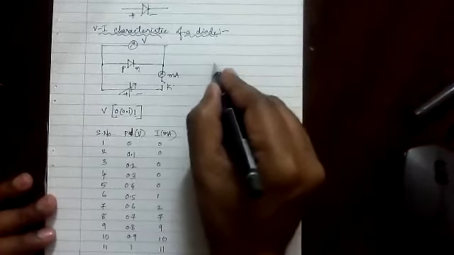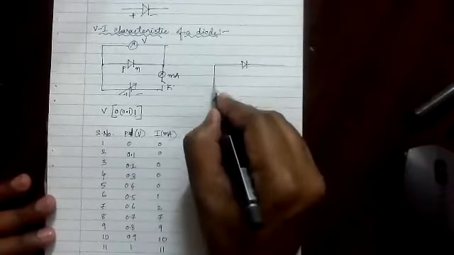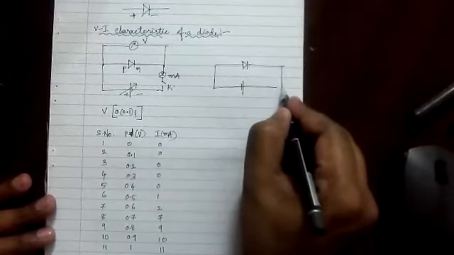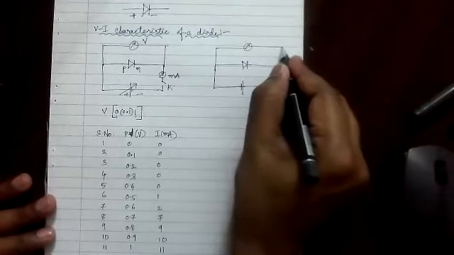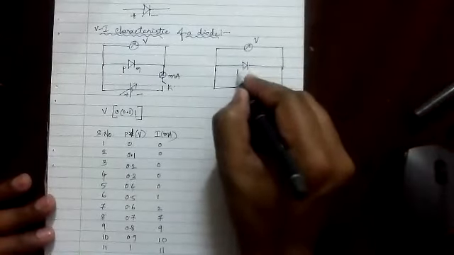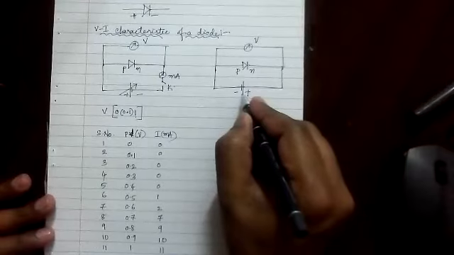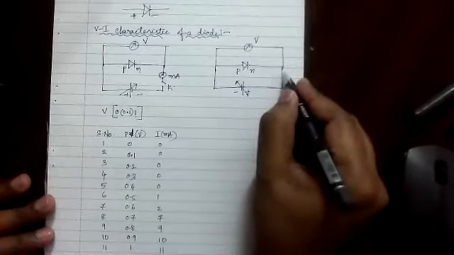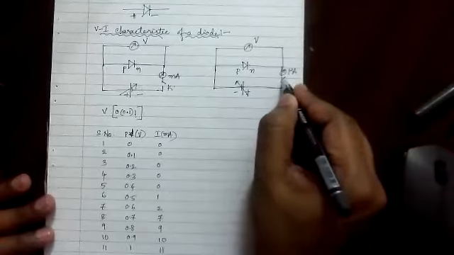In the reverse bias, the diode is kept in this way, positive and negative, and here this is the negative supply. Here this is the voltmeter, this is P, this is N, this is negative, this is positive. It should be connected the other way. This is a variable battery, here is a microammeter, and this is a switch. I'll just keep a switch here.